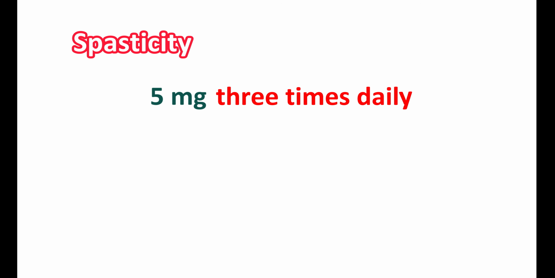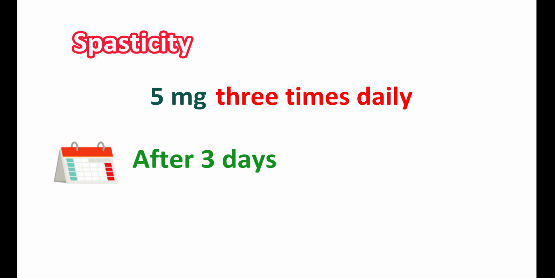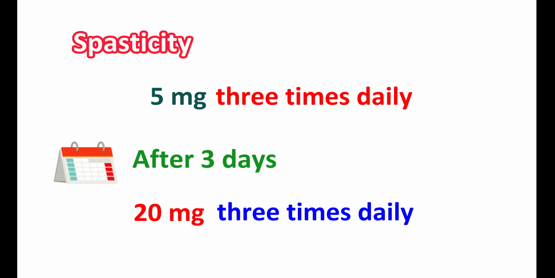For the treatment of spasticity, baclofen may be given by oral route. Initially, it is given at a dose of 5 mg 3 times daily. After 3 days of the treatment, the dose may be gradually increased by 5 mg for each dose. It can be increased to a dose of 20 mg given 3 times daily. However, the total dose should not exceed 80 mg per day.